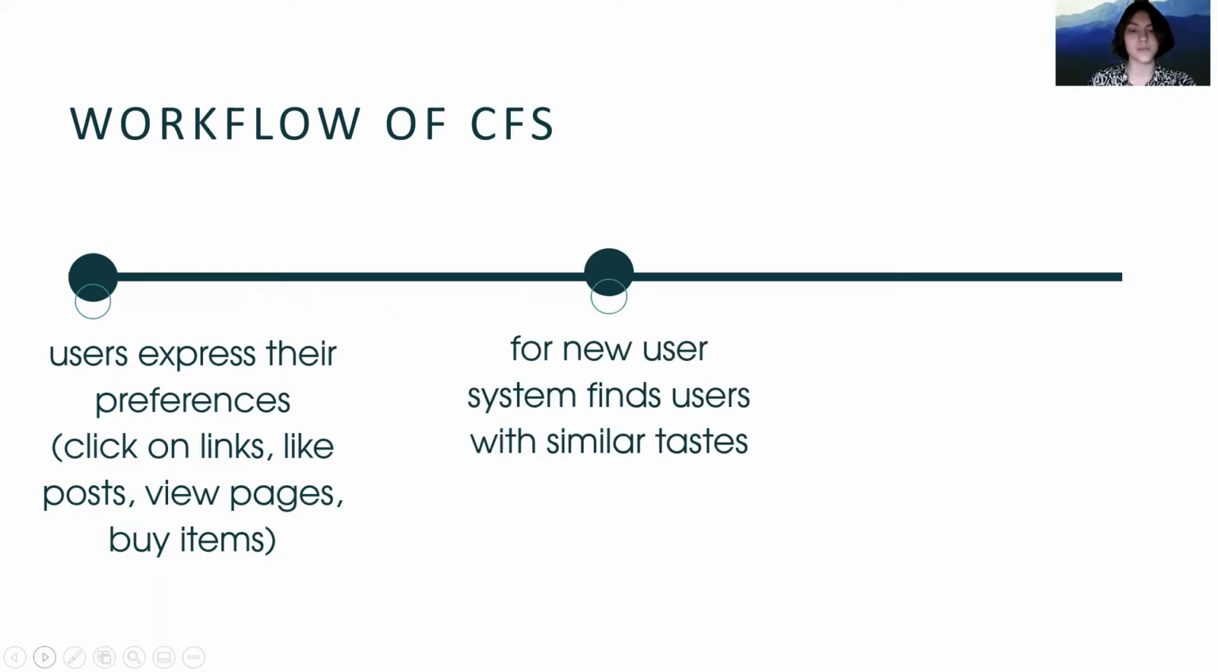Then, the new user has the system find for himself other users with similar tastes. The system compares that user's actions with other users to do so. The system looks at items or themes that are interesting for similar users. Then the system suggests items or themes to the new user. Now we can provide an example from life.